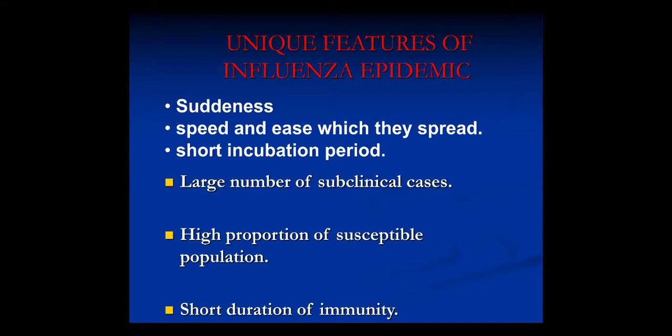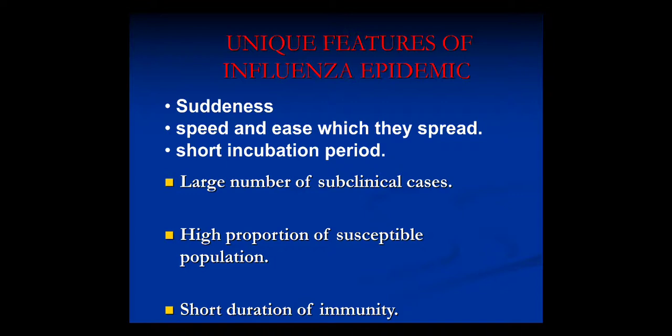Now let's look into unique features of an influenza epidemic. It comes suddenly, right? As with COVID-19, the spread is very easy. Short incubation period. Again, COVID-19 is 5 to 10 days. And a large number of subclinical cases. We have a lot of subclinical cases yet to be diagnosed. High proportion of susceptible population.